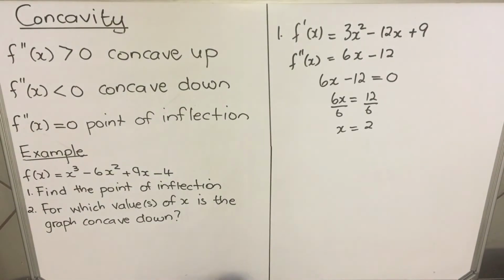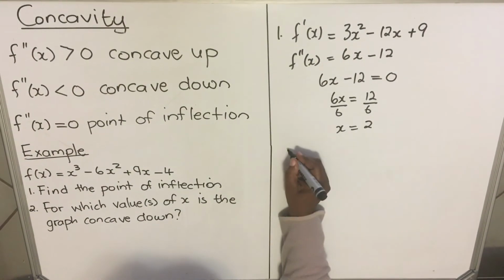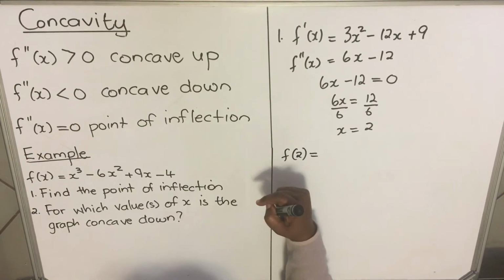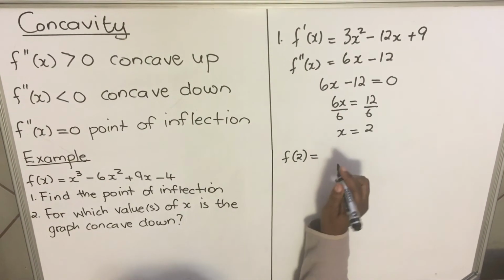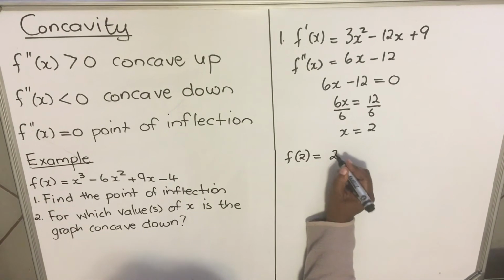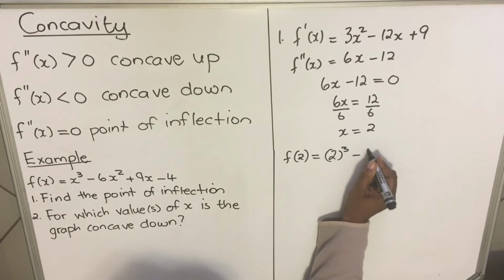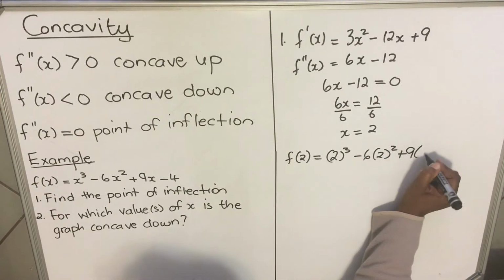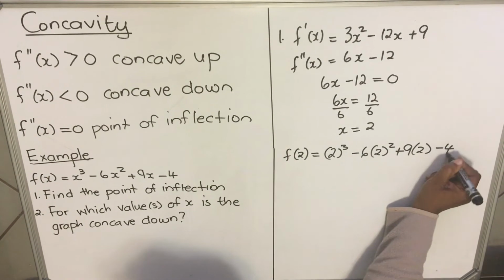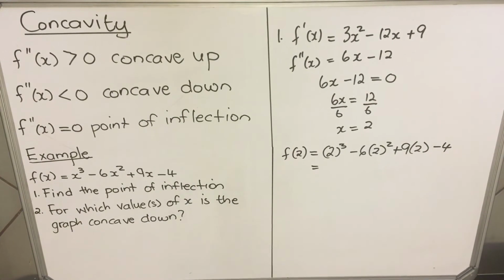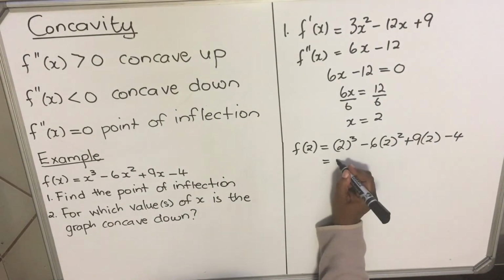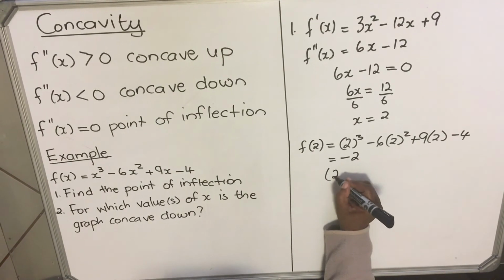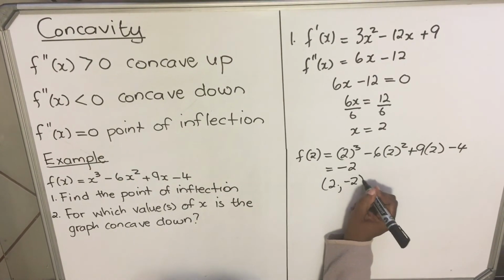Now to find the y coordinate of the point of inflection, f(2), I put it in the original equation, not in the derivatives. So I'll have 2 cubed minus 6 times 2 squared plus 9 times 2 minus 4. Then let's punch it in our calculator. So the coordinate of the point of inflection is (2, -2).